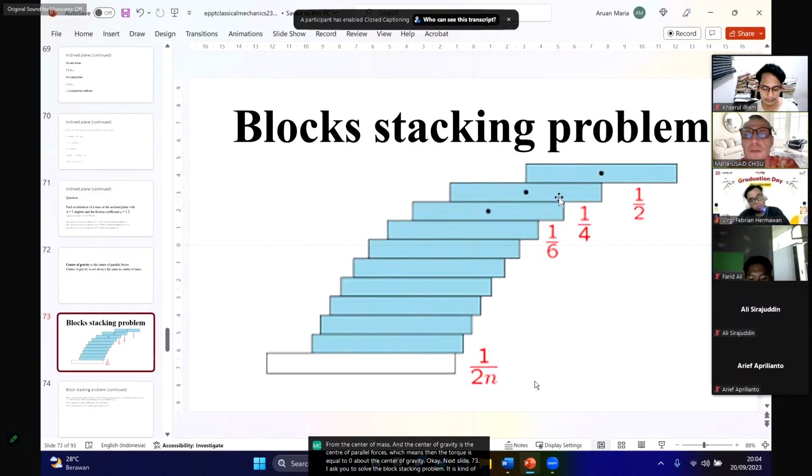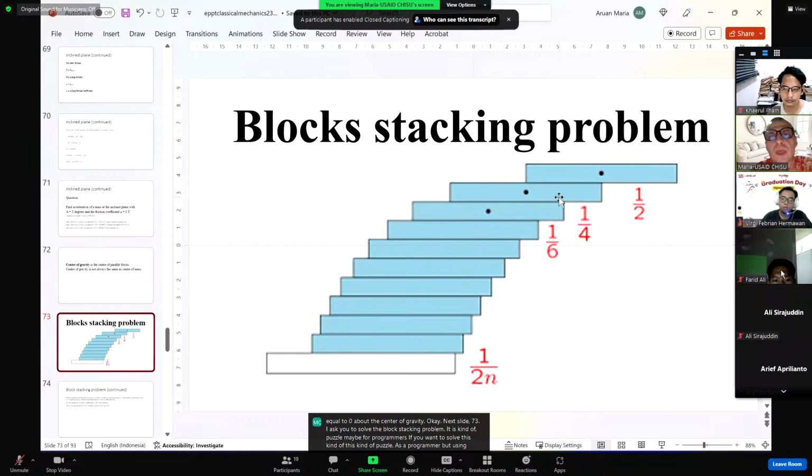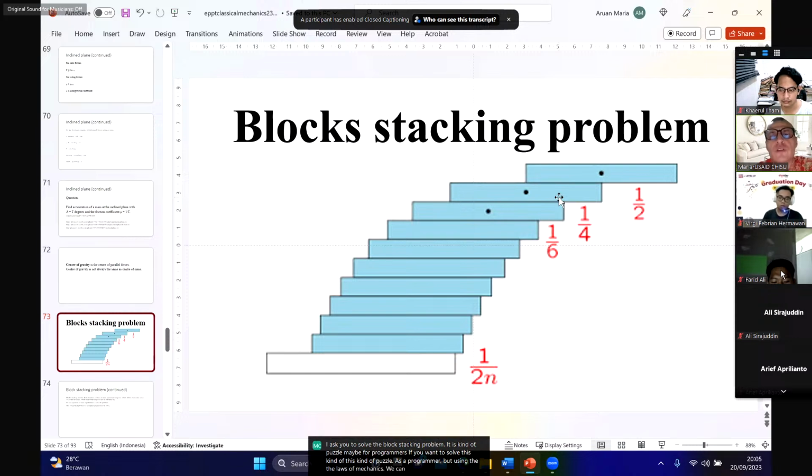It is kind of a puzzle, maybe for programmers, but using the laws of mechanics, we can solve it maybe even quicker than you do it on the computer. We try to find the maximum hangover, this distance, so that you can build arcs, buildings, bridges, using blocks without anything, without concrete, without cement. People have been doing this for many centuries already.